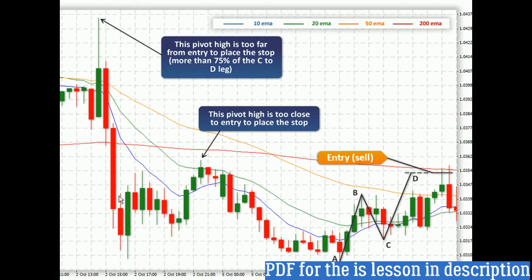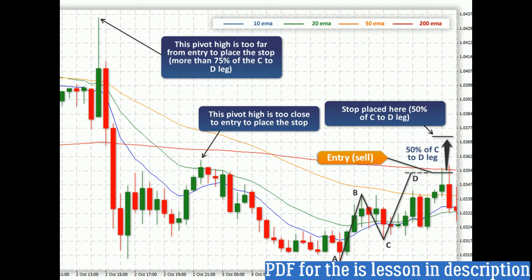Then we've got all of these here that are lower than this pivot high, so we look for the next highest pivot high, which is this one here. Now this pivot high is too far from entry to place the stop. It's more than 75% of the C to D leg, as we discussed in the trading rules. So what do we do here? We then take 50% of the C to D leg, we project that up, and that is where we put our stop. So we look at the distance between C to D in pips, we half it, and that's the amount of pips that we place our stop above the entry price.